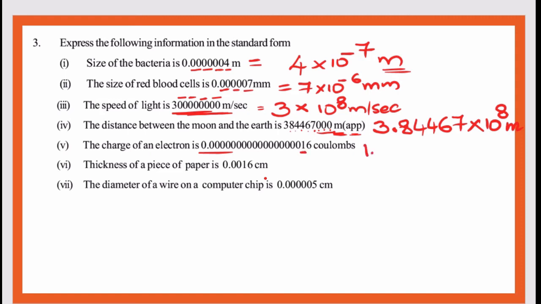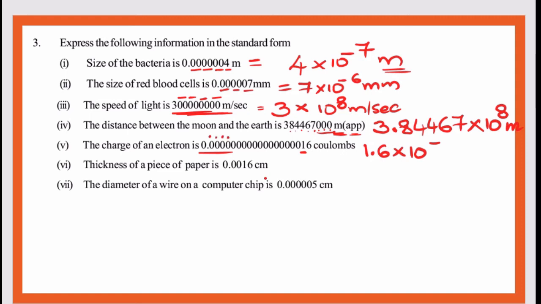First non-zero is 1, so we can directly write it as 1.6 into. Now clearly it is very small, so you will surely get a minus, but what value of minus, that we need to find out. So count the number of zeros.